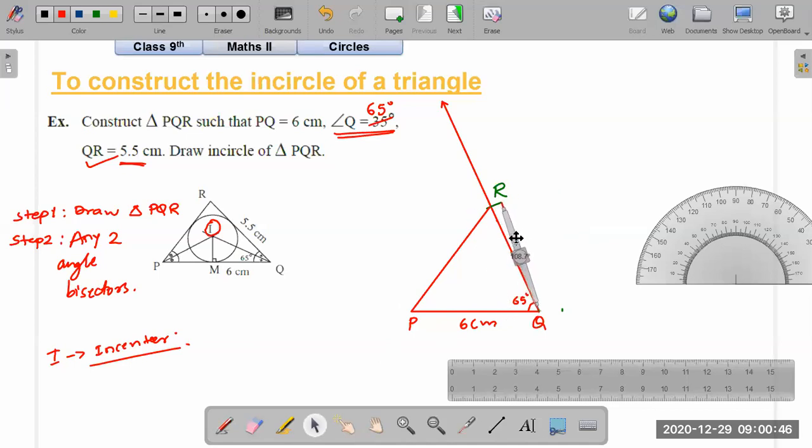Now here you can take any random distance, all right? Take any random distance like this, and then you need to draw two arcs. Or rather, you can draw one complete arc. I'm just taking some distance, and then you need to draw an arc like this, an arc which would cut the complete angle Q. Yes, like that. Okay, and we have two points now.